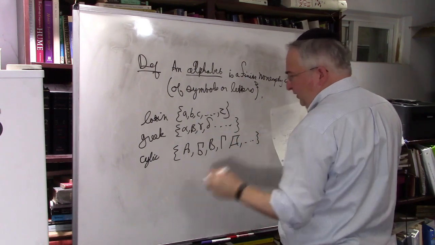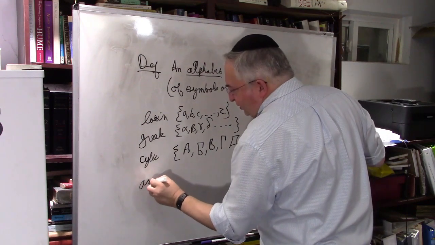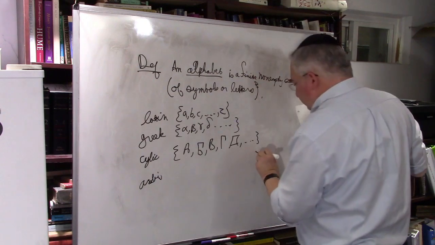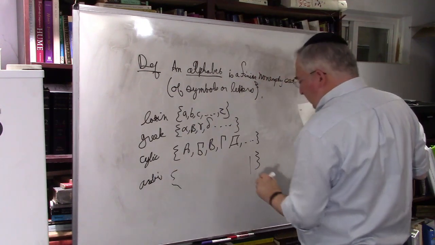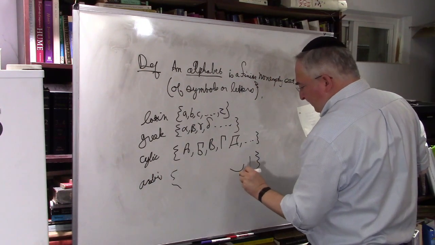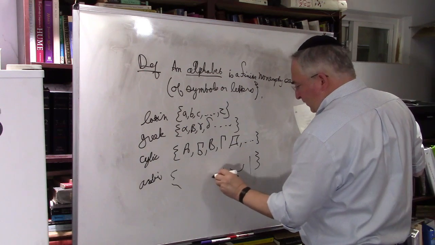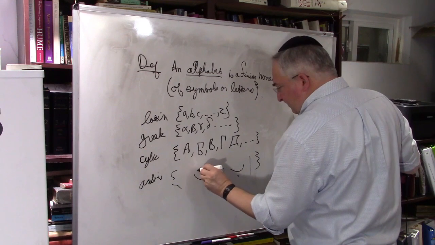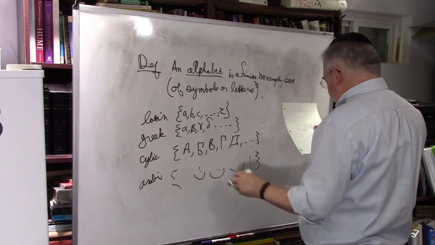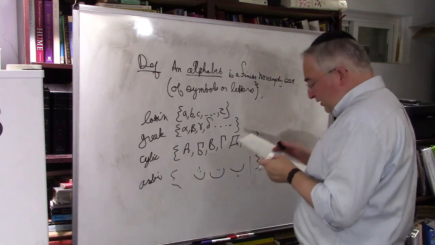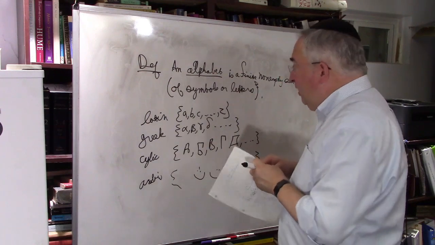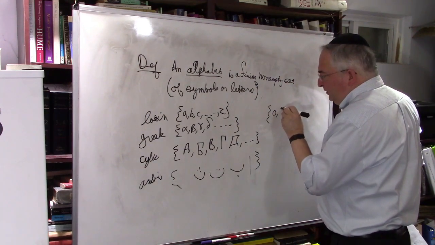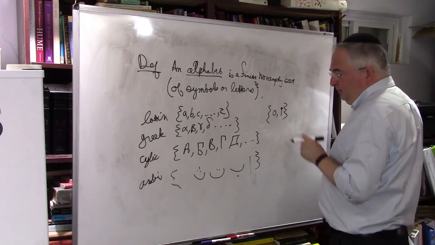And you can have the Arabic abjad, which is Aleph, B, T, Th, etc. Okay, so these are different alphabets, but for computer scientists, we're mostly interested in this alphabet, 0, 1.